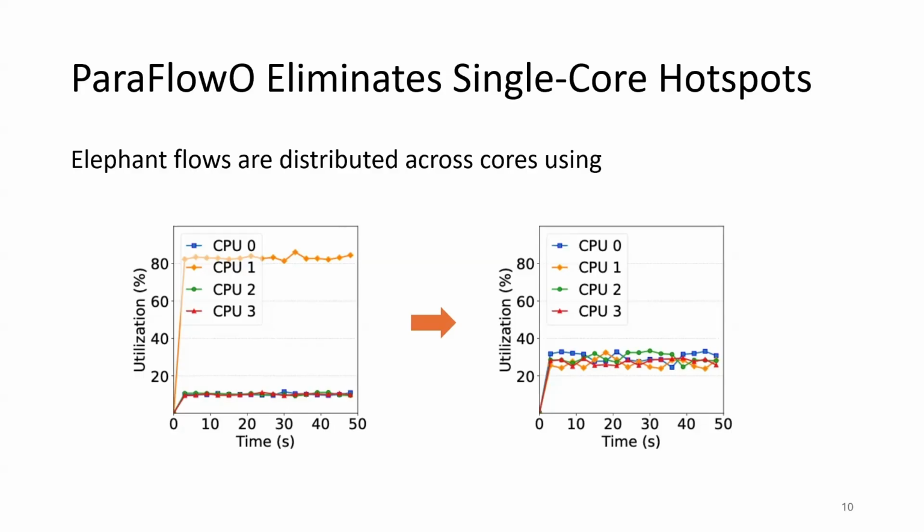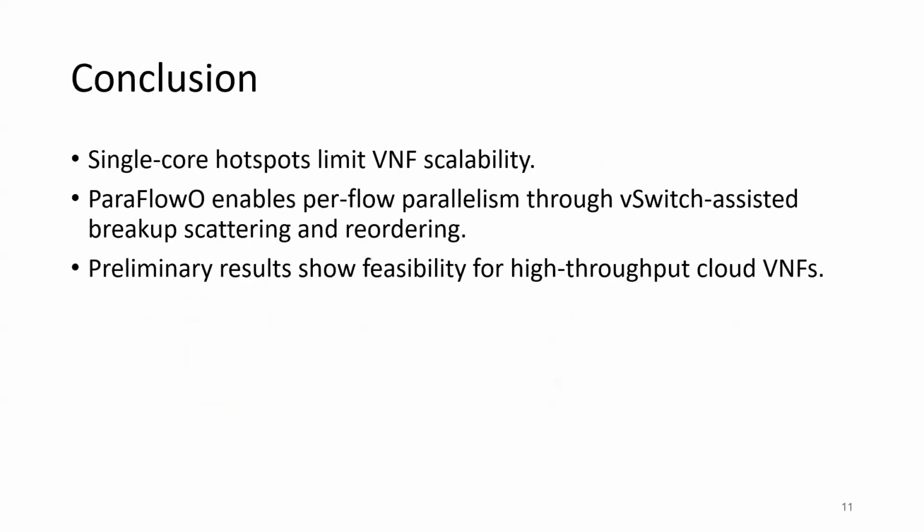In contrast, PowerFlow distributes the elephant flow across multiple cores. All cores achieve approximately 30% utilization. This demonstrates that PowerFlow can eliminate single-core hotspots without requiring VNF modification.